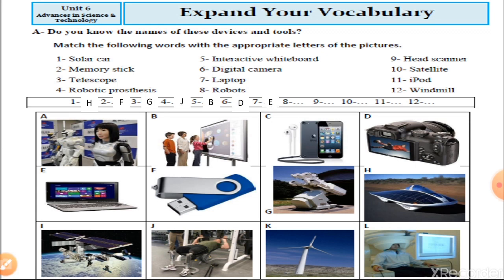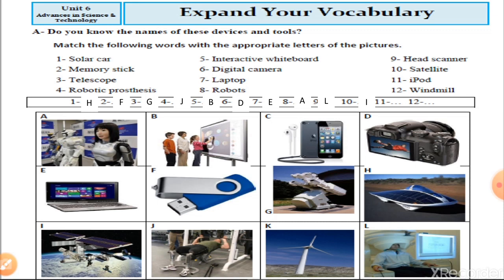Yes. And then 8. Robots. That's picture A. Robots are gadgets and machines that are discovered and developed by people to do very difficult jobs as human beings. 9. Head scanner. Yes, it's for health, so that's picture L. Great. 10. That's satellite. It's picture I, yeah.